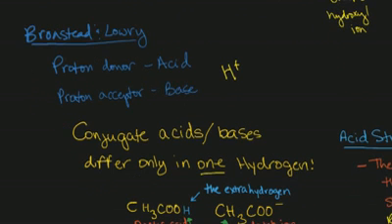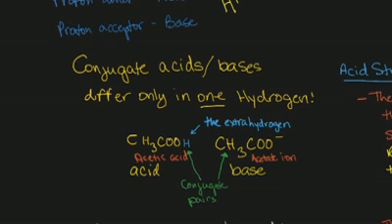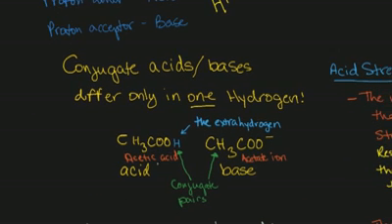Okay, so for example, this is acetic acid. This is the acetate ion. The only difference is one proton. Therefore, these are conjugate acid-base pairs.